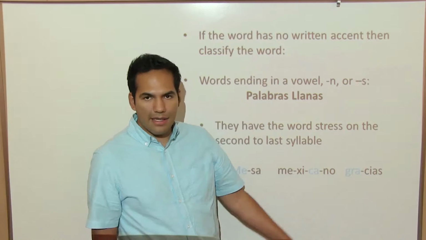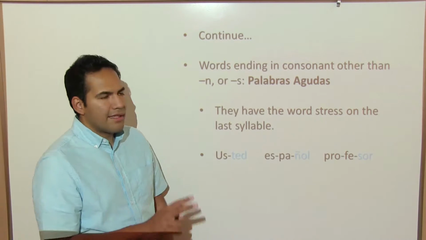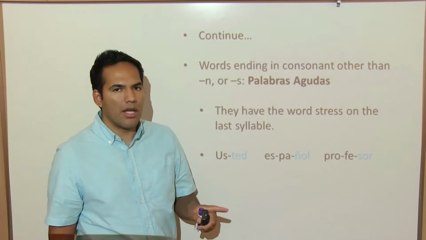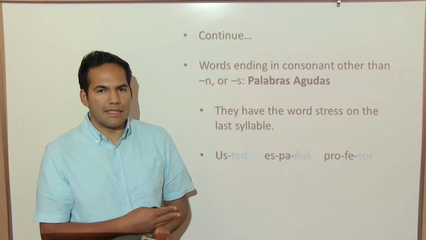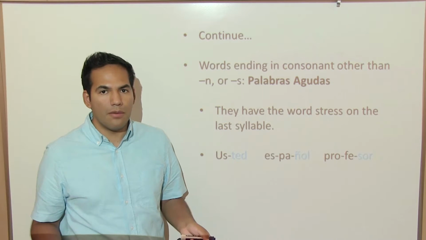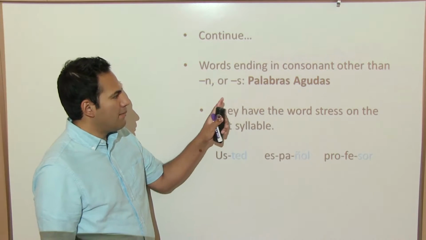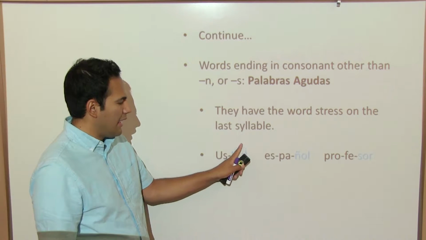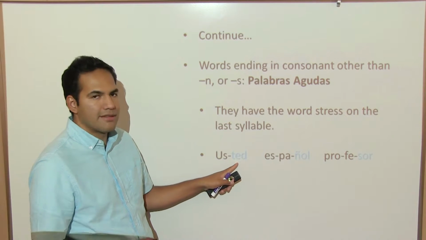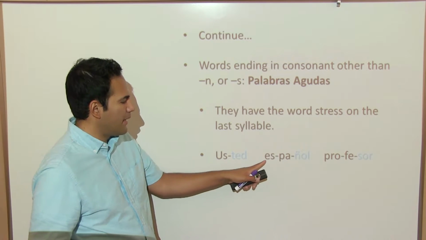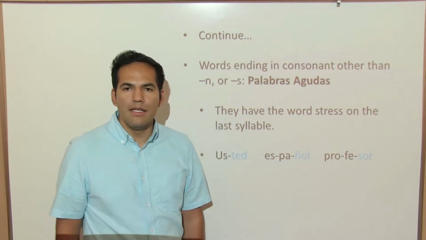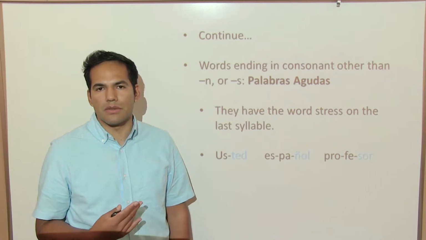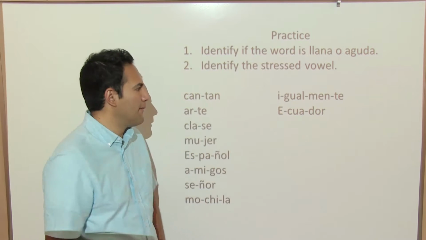Mesa, mexicano, gracias, okay? The second type of word is palabras agudas. Palabras agudas are words ending in a consonant other than N or S. So if the word ends in any consonant that is not N or S, and not a vowel, then it's going to be a palabra aguda. And palabras agudas have the word stress on the last syllable. For example, usted ends with a consonant and it has the stress on the last syllable. Usted, español, profesor. Okay? So those are the two types of words you have to remember. There are other ones, but this is just a brief introduction to word stress as well as marked accents. So here I have a practice.